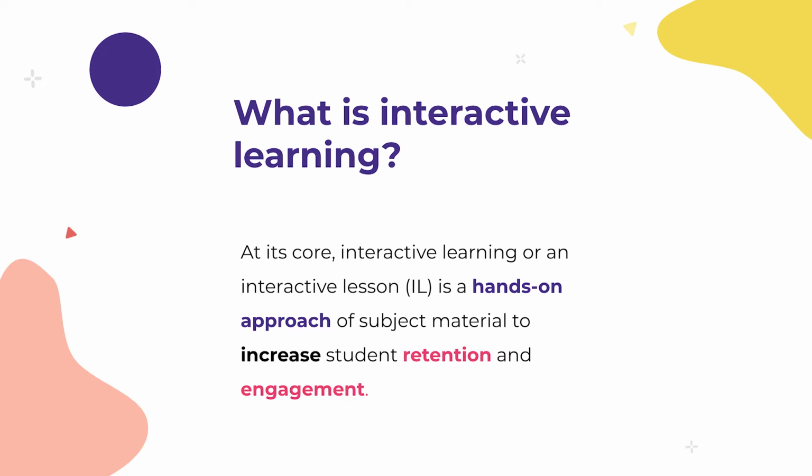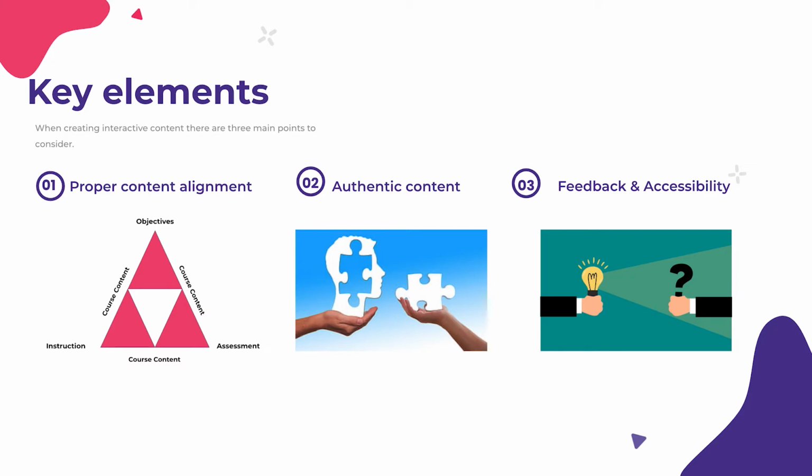You can think about interactive content in terms of games, simulation, visual graphs, and media animations, and so on. There are many types of interactive content, and we will cover that later on. Firstly, when creating interactive content, there are 3 key elements to consider: proper content alignment, authentic content, feedback, and accessibility. I will unpack the meanings of these for you to clarify what they mean.